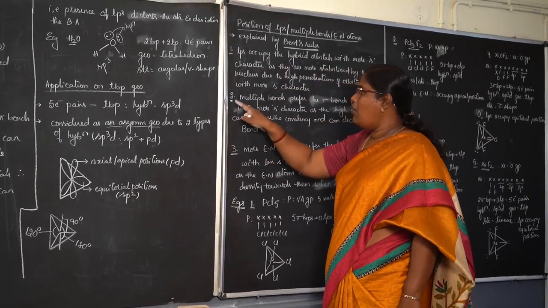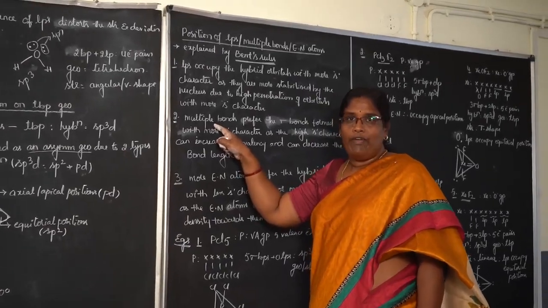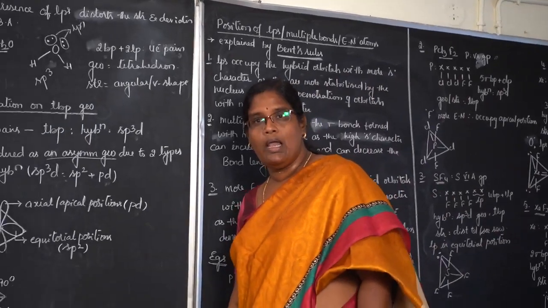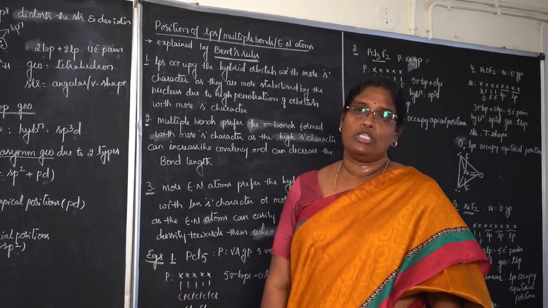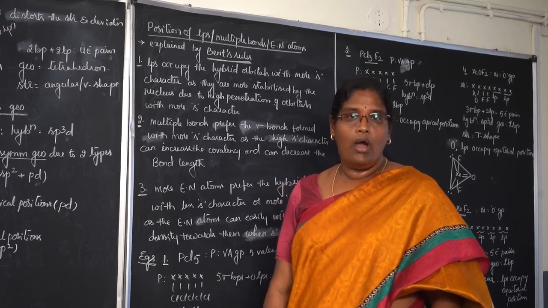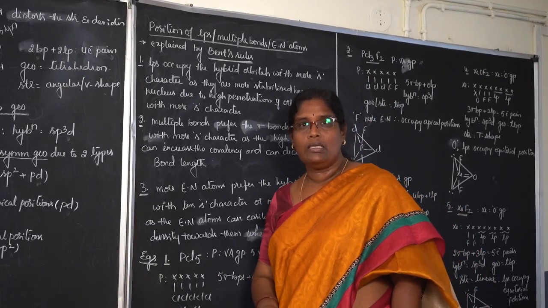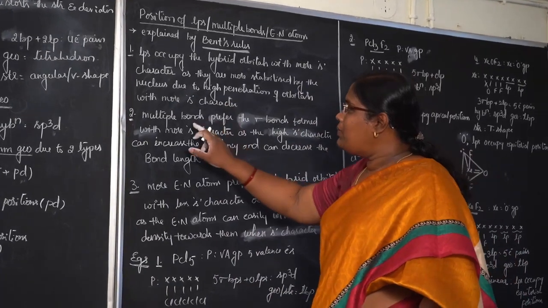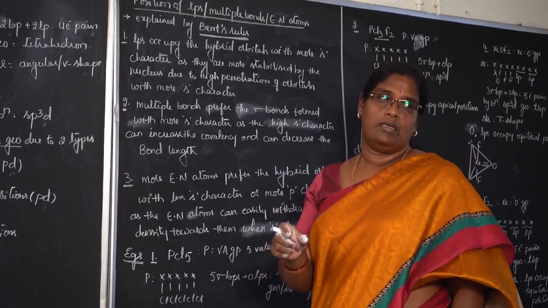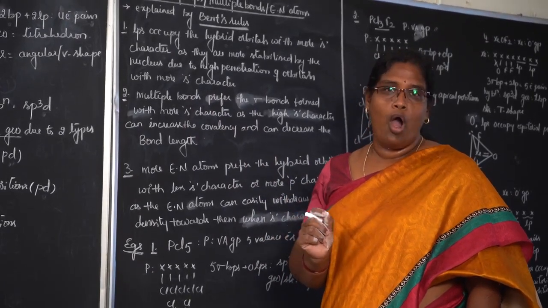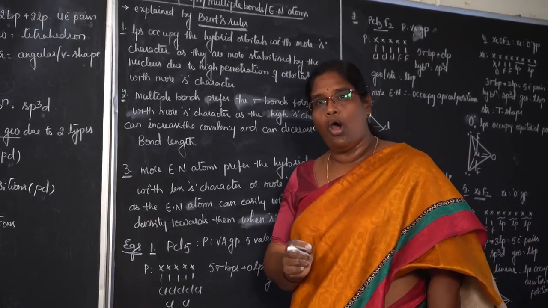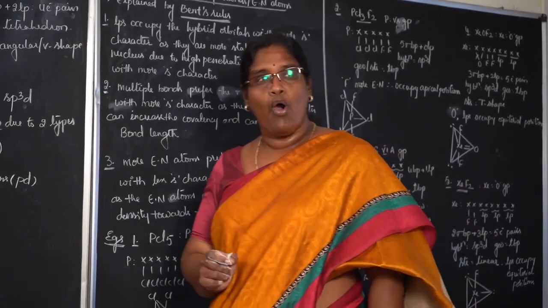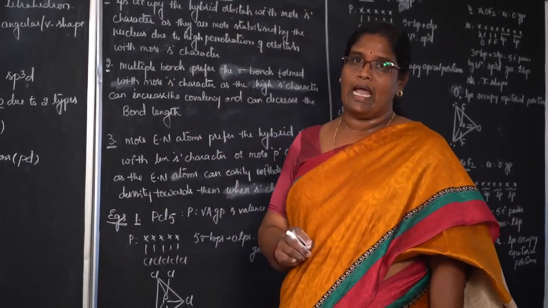And the second one is multiple bonds. Where should we place these multiple bonds? Multiple bonds, that is double or triple bonds, are always formed after the formation of a sigma bond. So these multiple bonds always prefer the sigma bond which is formed with the hybrid orbital of more s character.